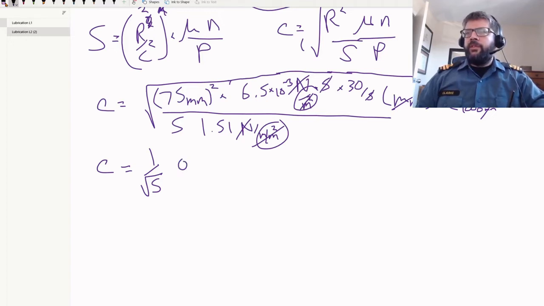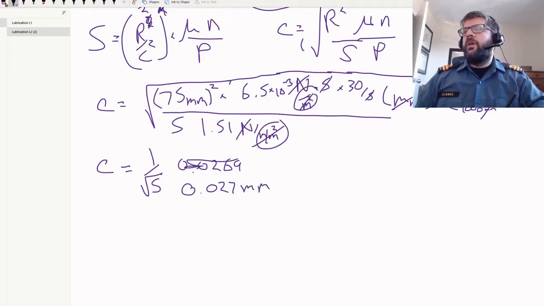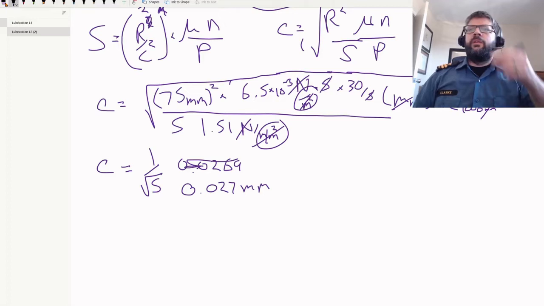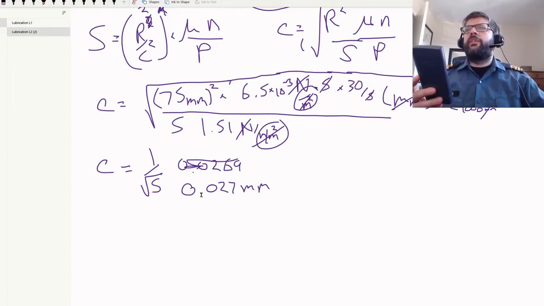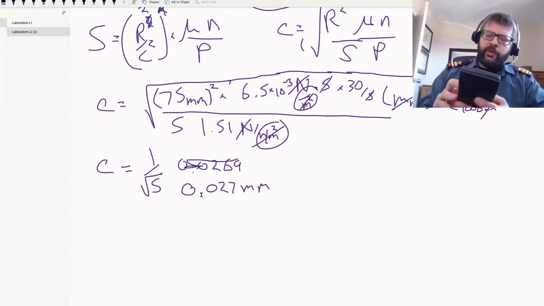0.0269. That's 0.027 millimeters times 1 over the square root of S. So for the S value of 0.036, that divided by the square root of 0.36, the top one, divided by the square root of 0.36.